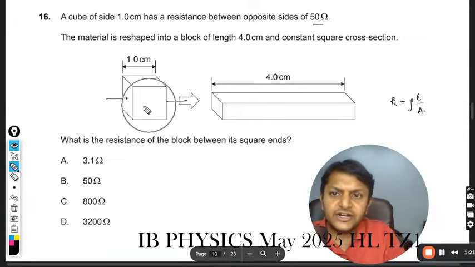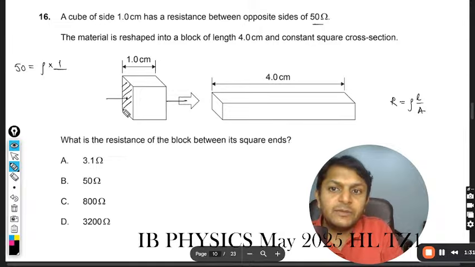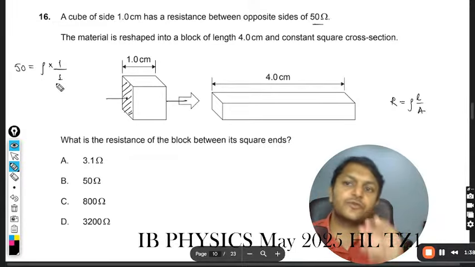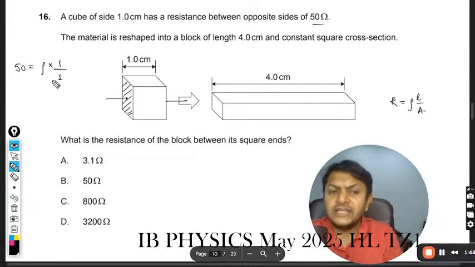So the resistance here is 50 ohms, is equal to resistivity, and the length will be taken as 1 centimeter, and the cross-sectional area will be 1 into 1, and even that will be 1. And I'm not converting it into meters. Of course it will be giving you a different value, but in terms of the same units, we can use rho as 50, and we are going to substitute it here.